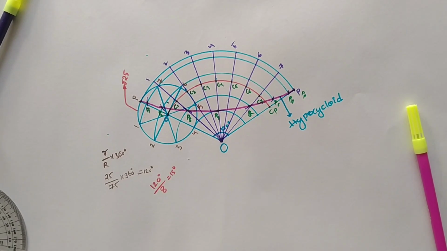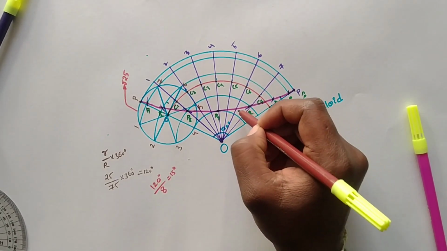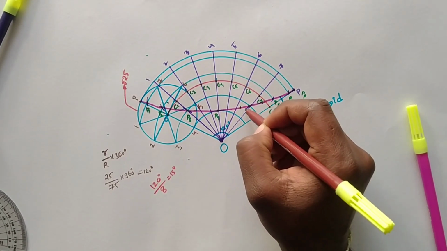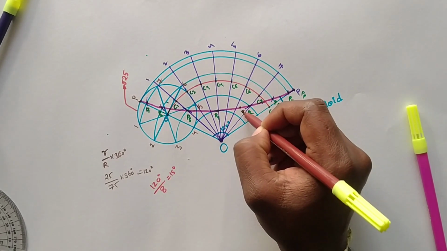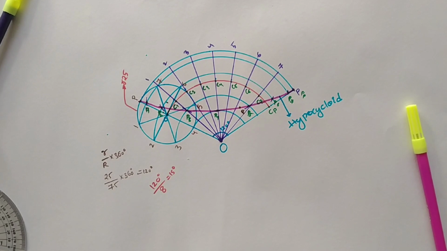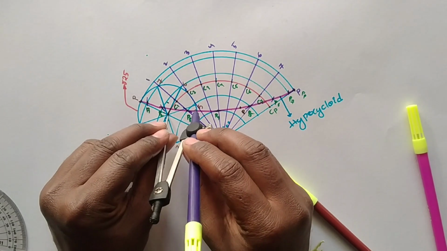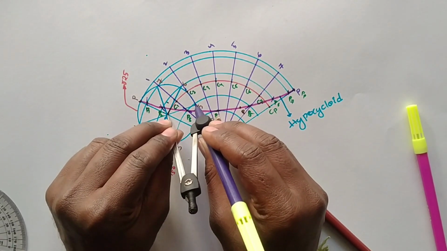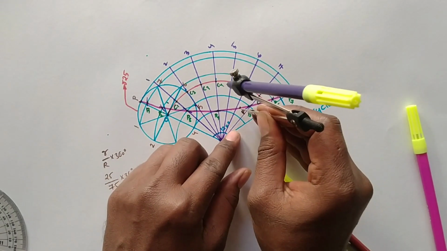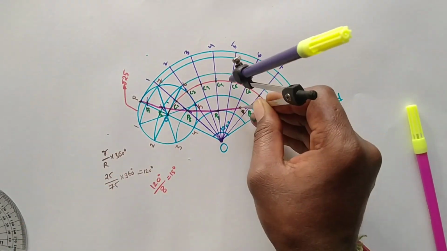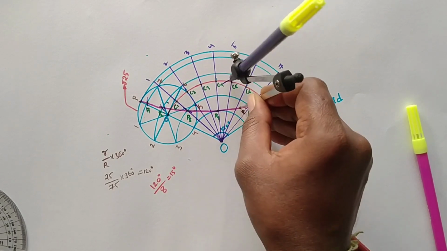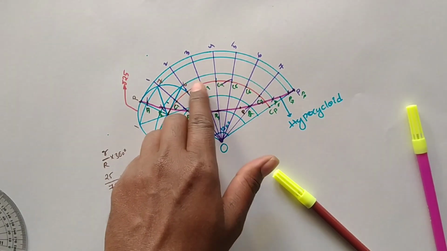Next, you have to draw the normal and tangent to the curve. Randomly select a point P on the curve. If you are not given any dimension, randomly select a point. I am selecting a point here. With the help of your compass, measure the radius of the rolling circle, which is 25 mm. With point P as center and 25 mm radius, cut the center curve.